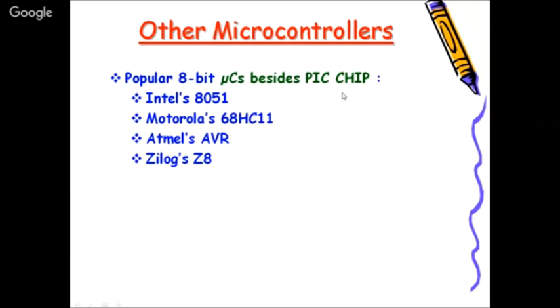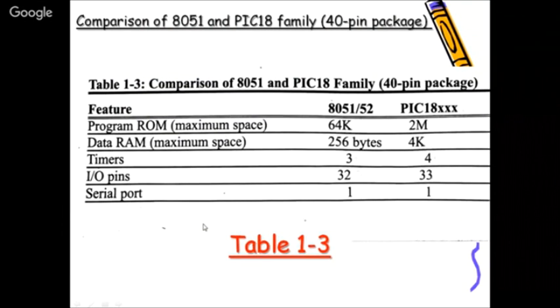Okay, if we take a look at the comparison, ठीक है, कि भाई पॉपुलर 8-बिट माइक्रोकंट्रोलर्स बिसाइड्स PIC कौन से है. इंटेल्स के हमें पता है, मोटरोला के है, एटमेल्स के है, AVR सीरीज, Zilog के है. एंड इफ यू टेक ए लुक एट इट कि भाई हाउ इट कंपेयर्स विद रिस्पेक्ट टू द इंटेल्स, तो इंटेल्स का आपका 40 पिन पैकेज ले लेते हैं, और PIC 18 का भी 40 पिन पैकेज लेते हैं. सो इतने फुटप्रिंट में आपको इंटेल क्या दे रहा है, 64 किलोबाइट्स दे रहा है मैक्सिमम स्पेस, वेरेज PIC 18 आपको 2 मेगाबाइट्स तक दे सकता है. दैट इज द मेजर डिफरेंस, एंड दिस मैटर्स.